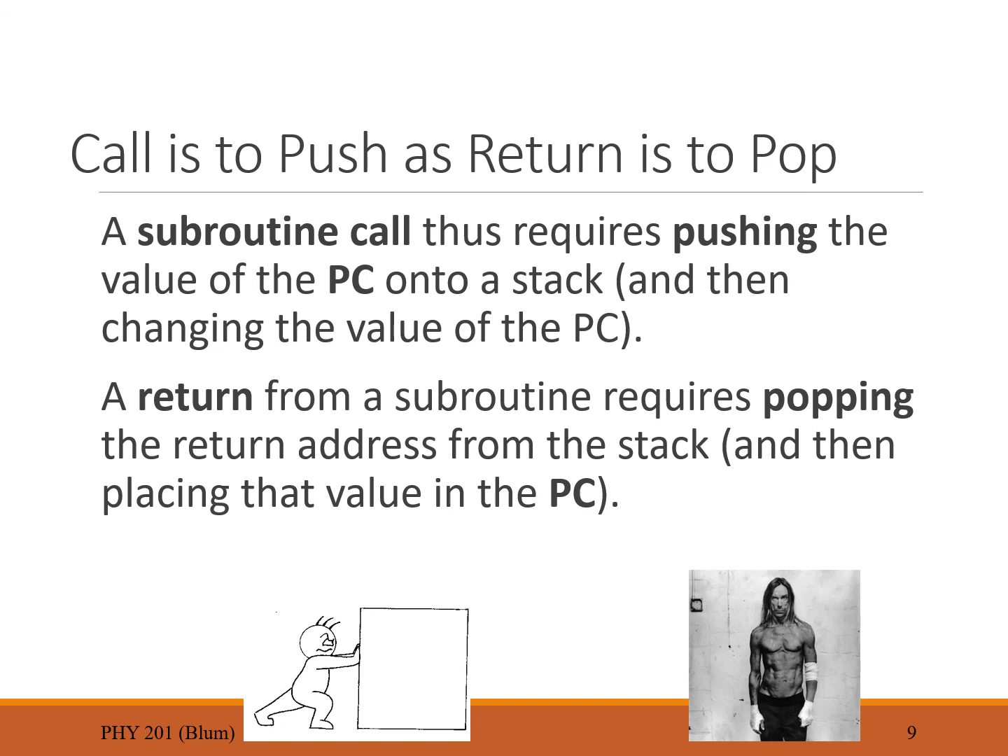So the subroutine call actually requires pushing the value of the program counter, the return address, onto a stack. And then it can change the value of the program counter. The return from a subroutine involves popping that return address from the stack and then placing it in the program counter. That's how we return.